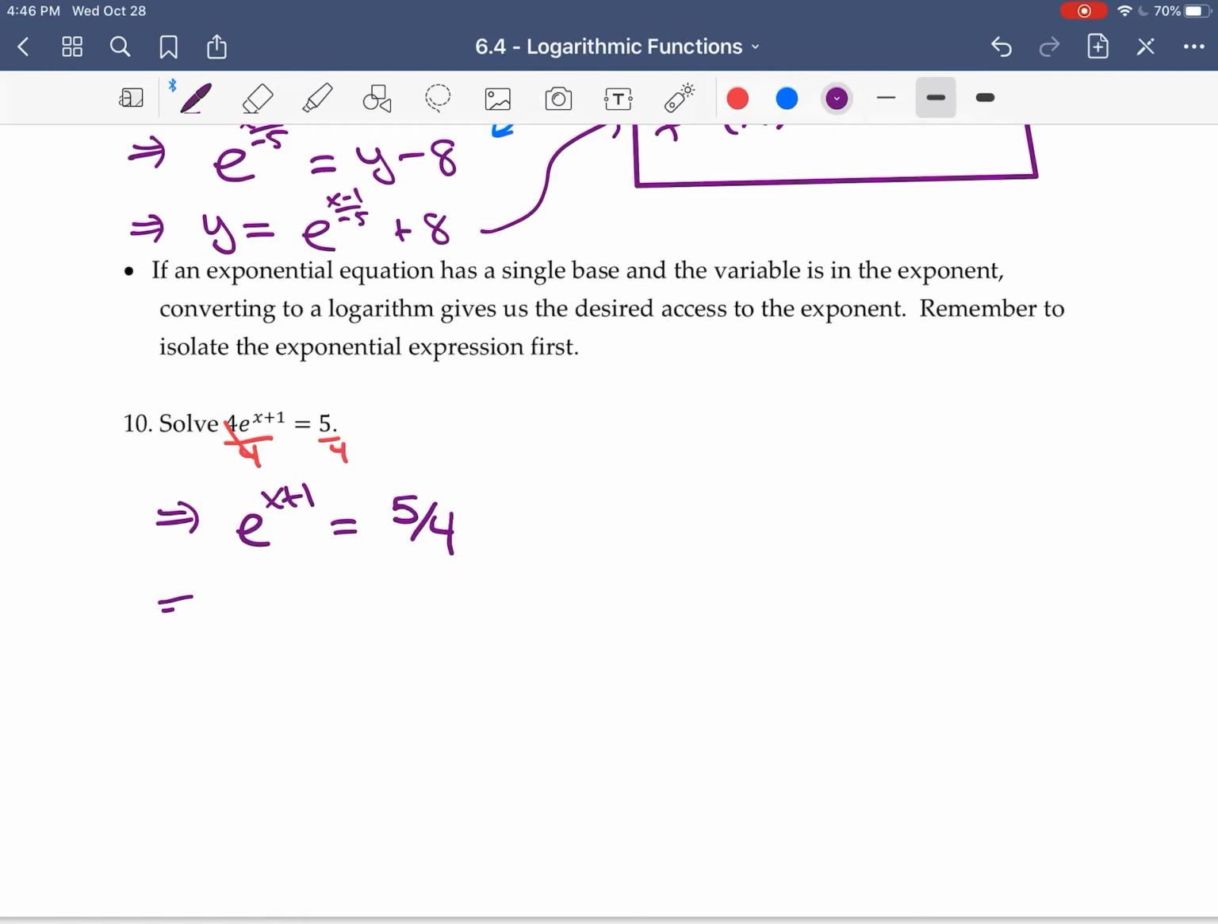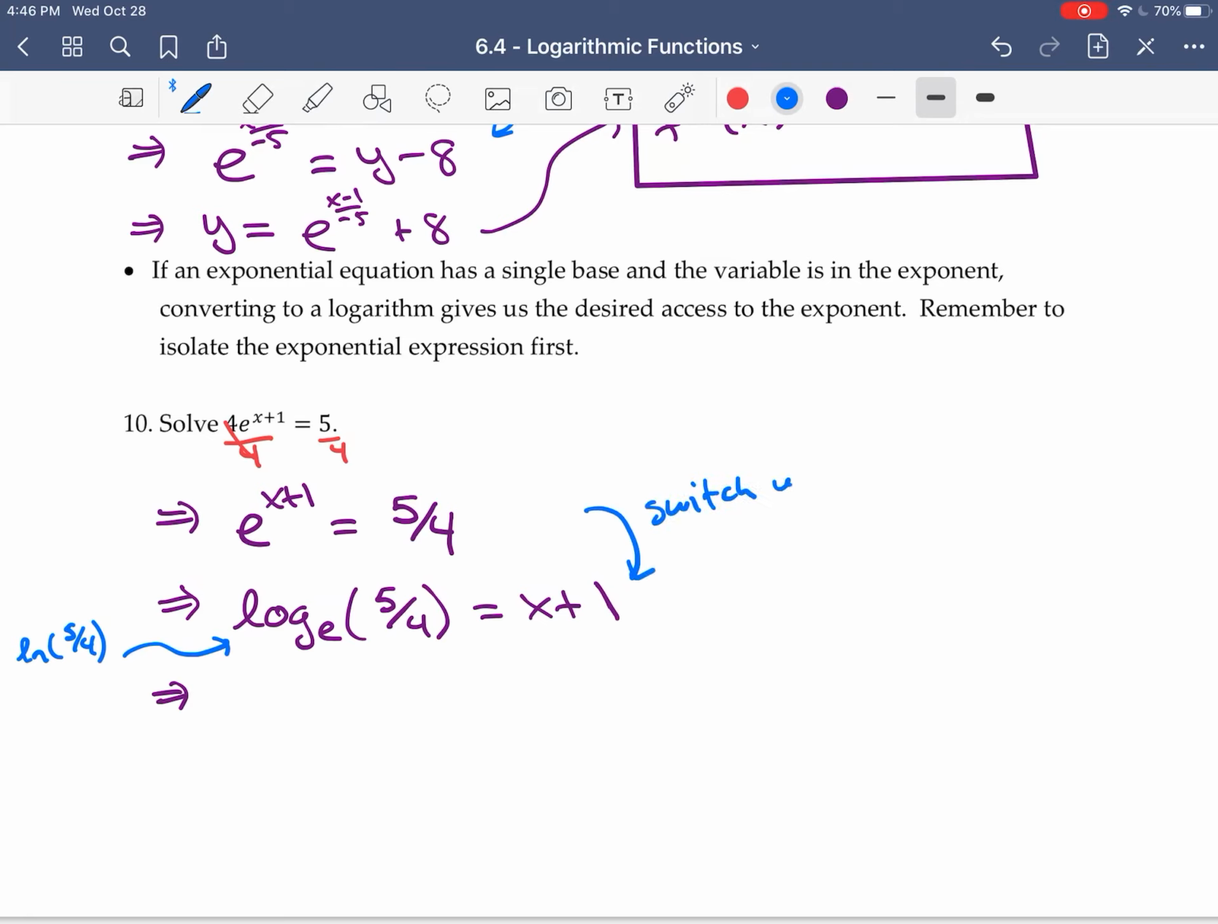Now I want to do the switch. When I'm going from exponentials to logs, this is going to be log base e of 5 over 4 is equal to x plus 1. Now log base e is just ln, so this bit here is actually ln of 5 over 4. I just wanted to emphasize that the base was e. So this is using the switch to logs, using the relationship.